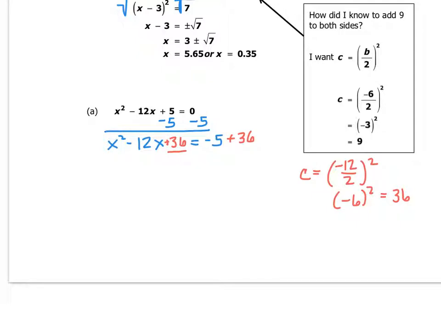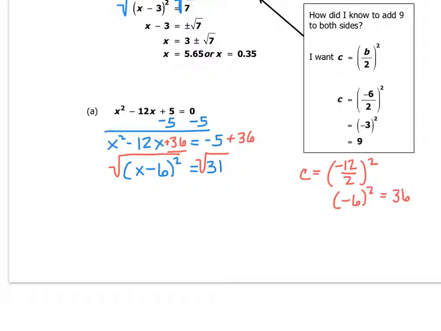Now on the left-hand side, I'm able to factor as a perfect square trinomial. This is (x minus 6) quantity squared. And on the right, I have 31. My next step, take the square root of both sides.